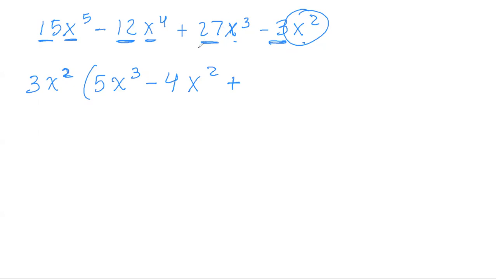27 divided by 3 is 9. 3 minus 2, I have x. Negative 3 divided by 3 is minus 1. Actually, I don't even need to write 1 there. I can just put simply minus. Or no, I can write 1. That's okay. And I took out x squared from x squared, or 2 minus 2, so that's just 0. So I'm just left with minus 1 at the end. So this is my answer.